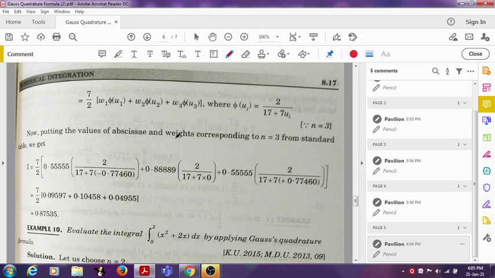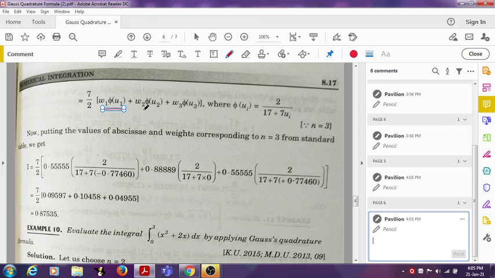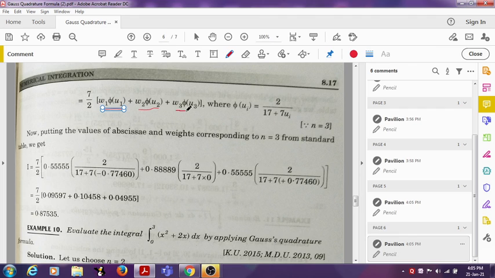Now we can write in the summation form, that can be written as 7/2 into w1 phi of u1 plus w2 phi of u2 plus w3 phi of u3, where phi of ui will be equal to 2/17 plus 7 ui. Because we have taken n equal to 3, we will do with only 3 terms.